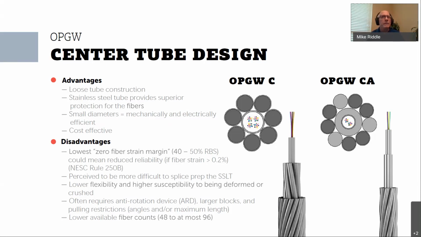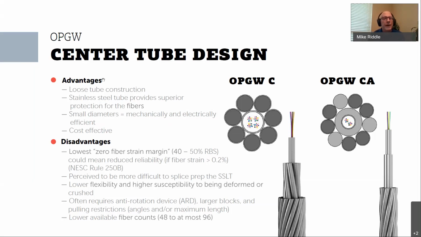probability game, taking a little bit of a risk in order to get the advantages, which I've yet to talk about. Those advantages are that this design is mechanically and electrically very efficient. You get small diameters with good strength and good fault current. They're also very cost effective. And then I will tell you my bias. I come from a metal cables background, and I like the stainless steel tube. I think it provides better long-term protection for the fibers than using plastic, which we'll talk about in a minute.